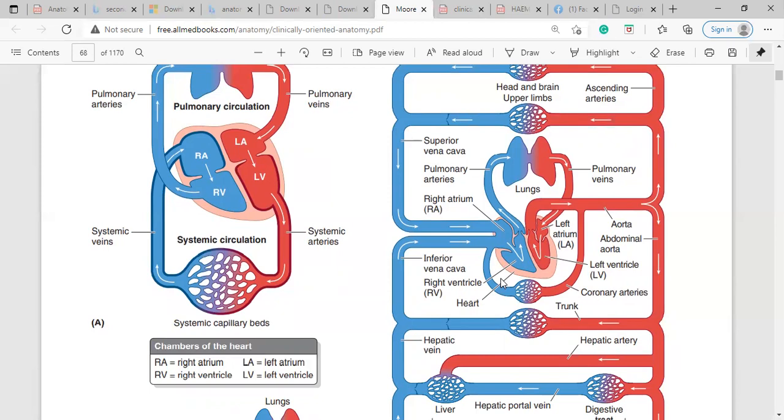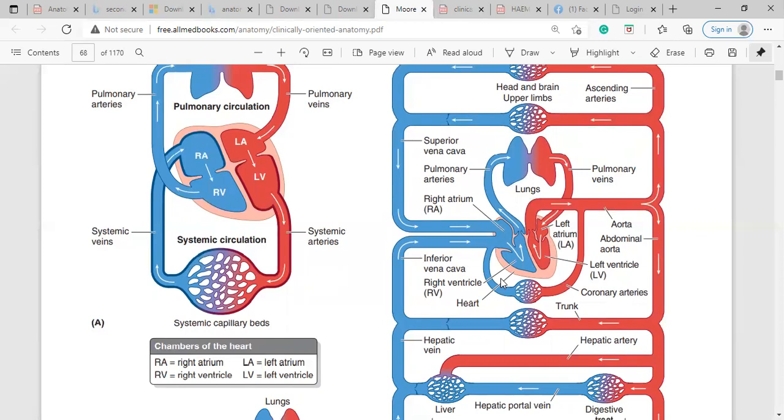Then the abdominal aorta comes down and forms other arteries. The one that goes to the liver is called the hepatic artery. The one that goes to the digestive system is called the mesenteric artery. The one that goes to the kidney is called the renal artery. The one that goes to the pelvis and the lower limb is called the common iliac artery. The ones that go to the ovaries and the testes are the ovarian and the testicular arteries.